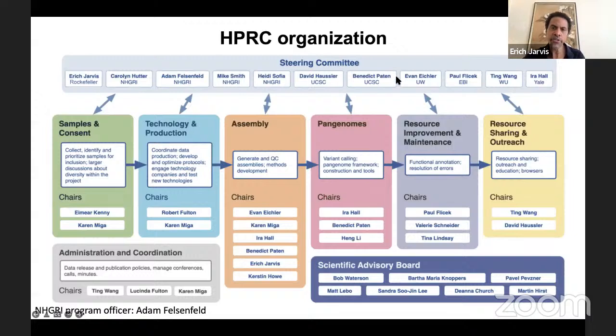And here is the structure, which keeps evolving, but we have a steering committee. You'll recognize some of the names here, different groups from samples of consent to assembly, to generating the pangenome, to resource sharing and so forth.